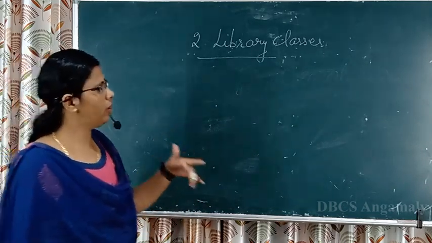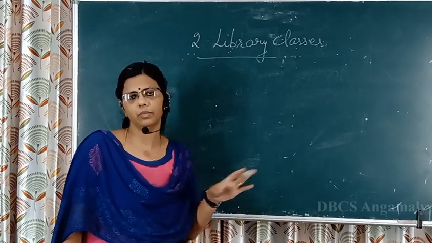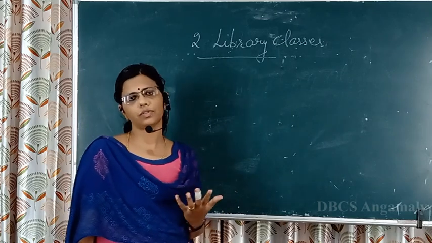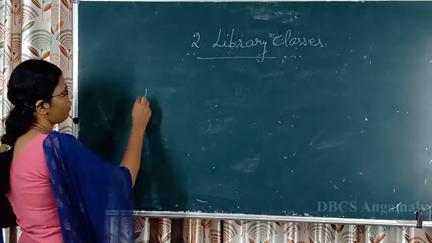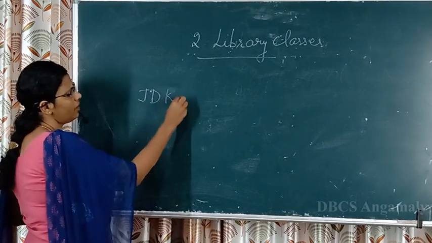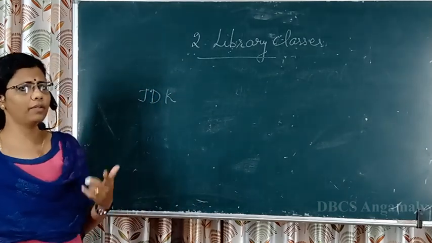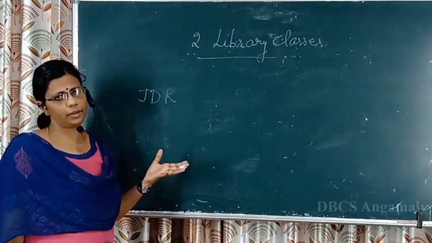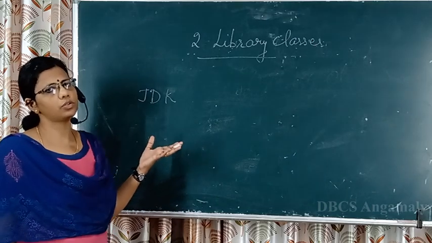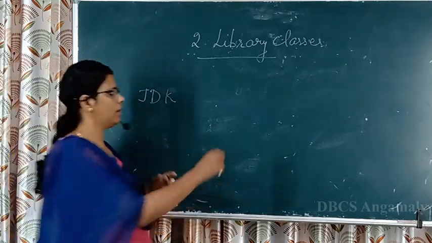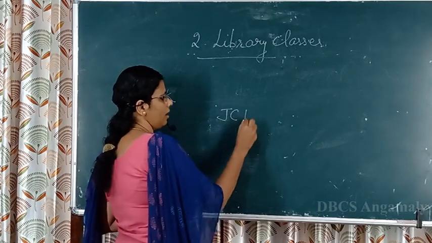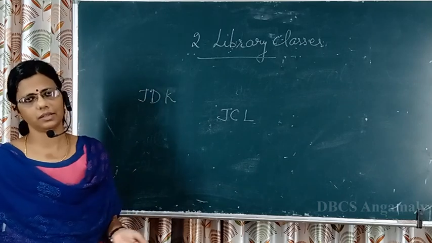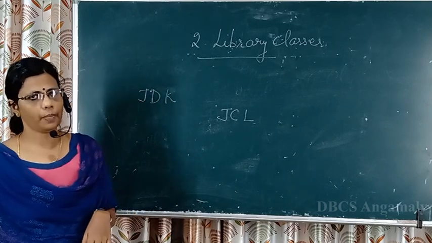Now, before we go into these library classes, let me speak about something: when we are installing Java, we make use of something called JDK, that is Java Development Kit. And when you are installing the Java Development Kit, if you have happened to install it yourself, you would have come across so many folders there. Clear? Now this Java Development Kit also comprises something called Java Collection of Libraries, JCL. Now what does this JCL contain? JCL contains so many classes. Then what are classes? Right?